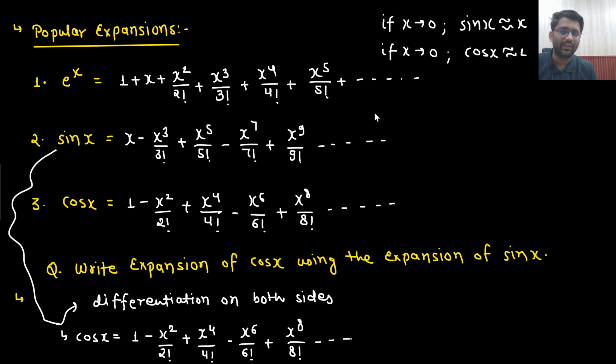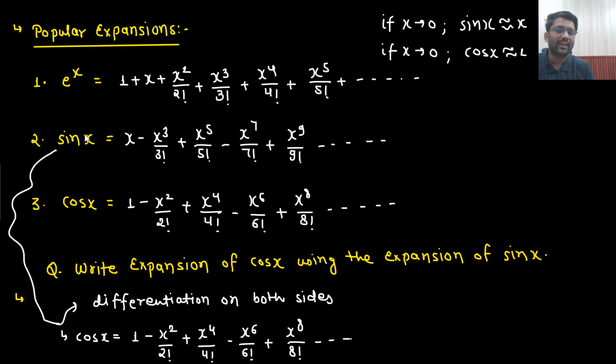Understandable? So e to the power x we will remember, sir. Sin x also I will remember. Starting with x, plus minus sign will be followed. All the odd powers would come. Cos x, starting with 1, plus minus rule will be followed. All the even powers would come. So this is how, sir, I will remember it. But I also know one thing, that some operation I can apply and I can get the expansion of another particular thing as well. Understandable?